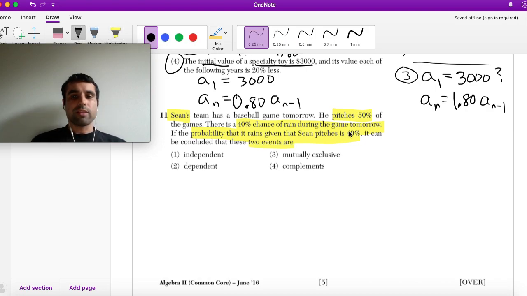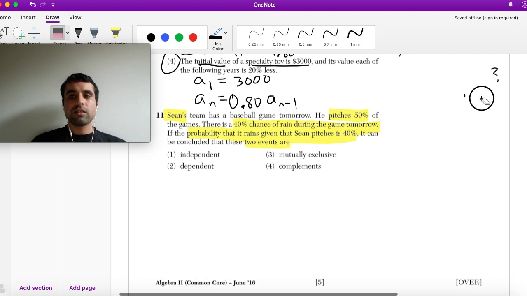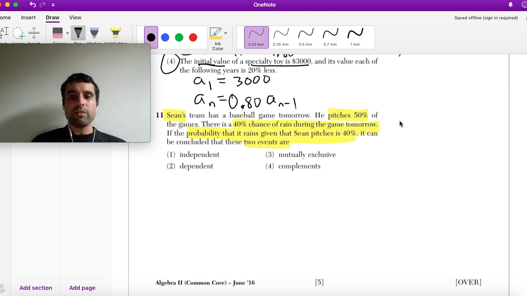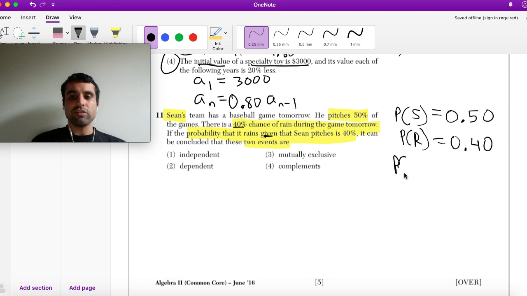events? Okay, so first thing, we're going to say that we know that the probability of Sean pitching, I'll use S, is 50%, 0.50. The probability of rain, R, is 40%. Then the probability that it rains given that Sean pitches, rain, given, that's what this bar means, given that Sean pitches is also 40%.